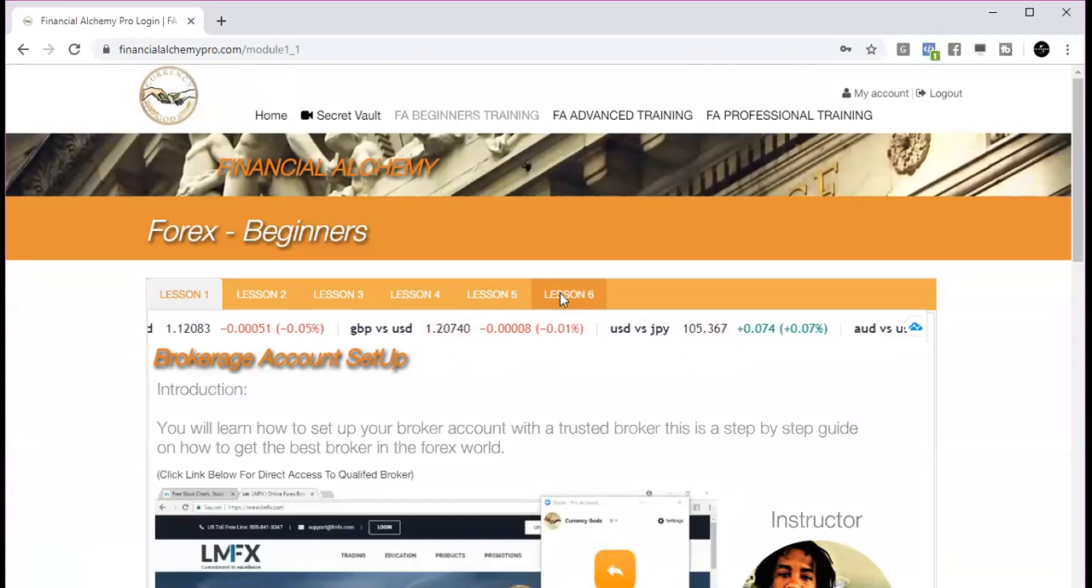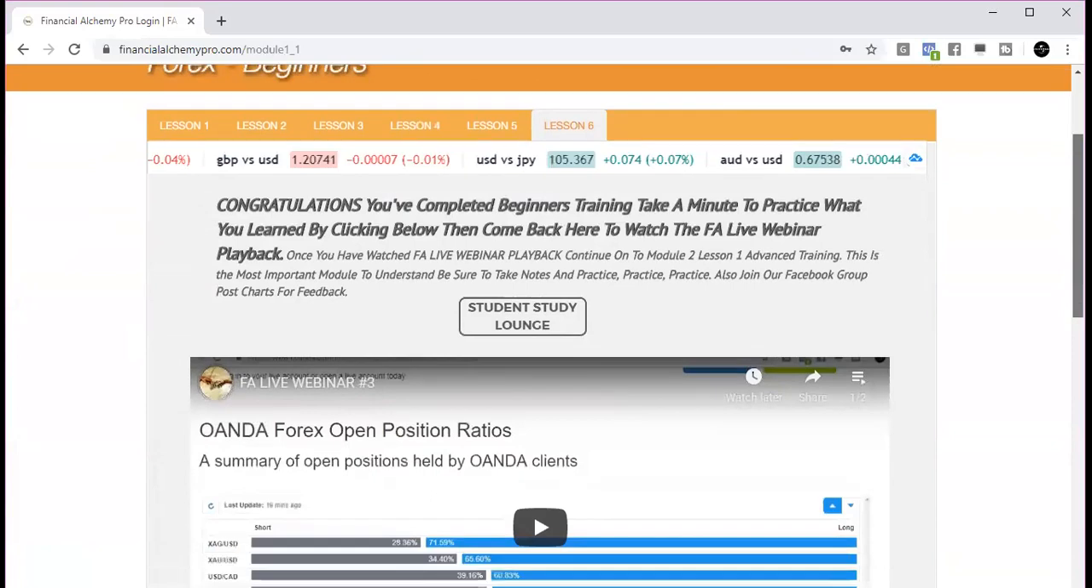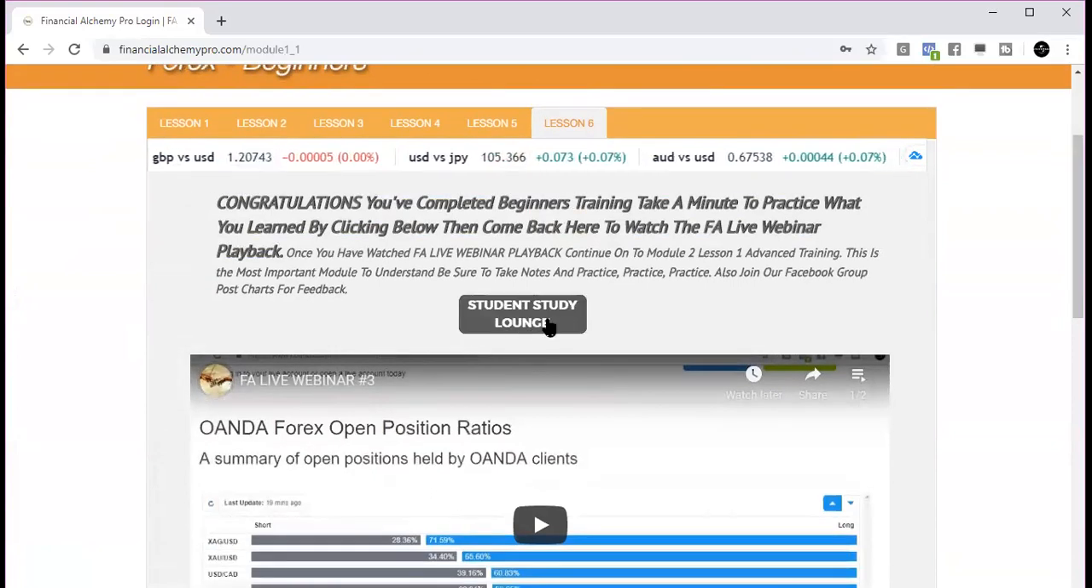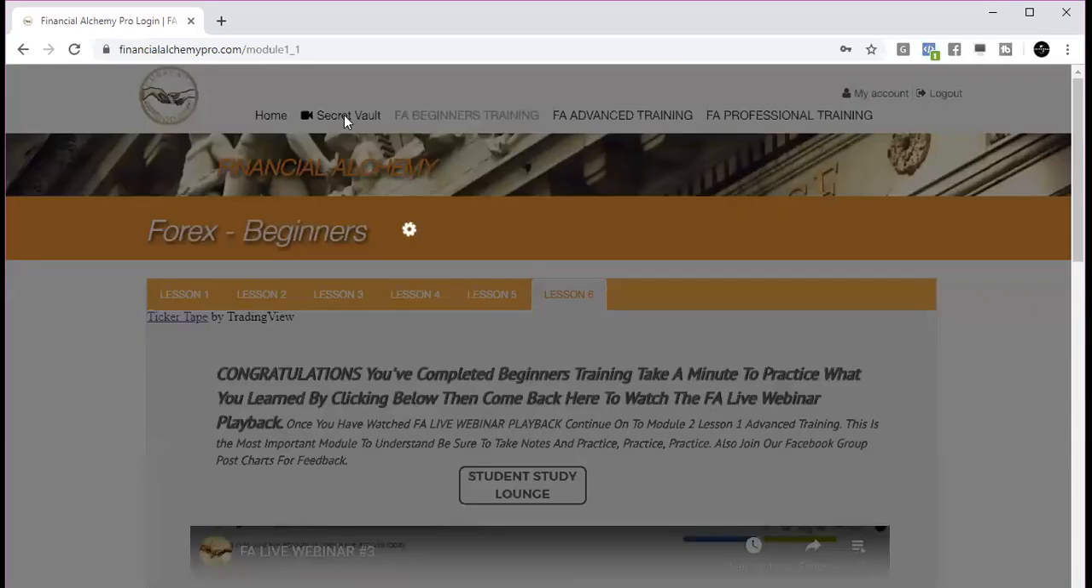Once you finish the Beginners Training, at the bottom of this page here, it's going to say Student Lounge. Okay, you can click on the Student Study Lounge as well. But the main important part here is the FA Secret Vote. So again, it's at the top search bar up here. If you click on Secret Vote, it's going to take you to another aspect of the website.